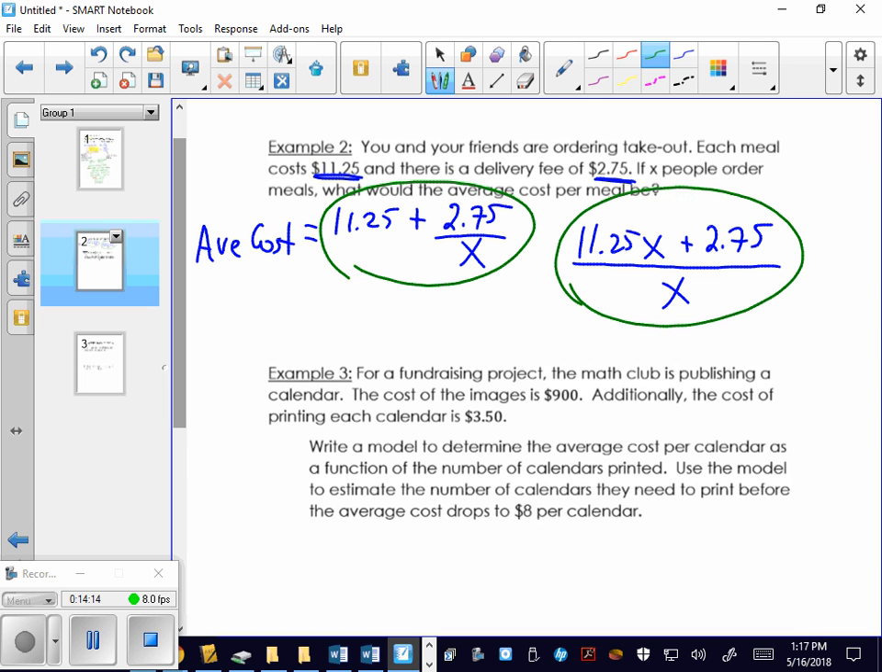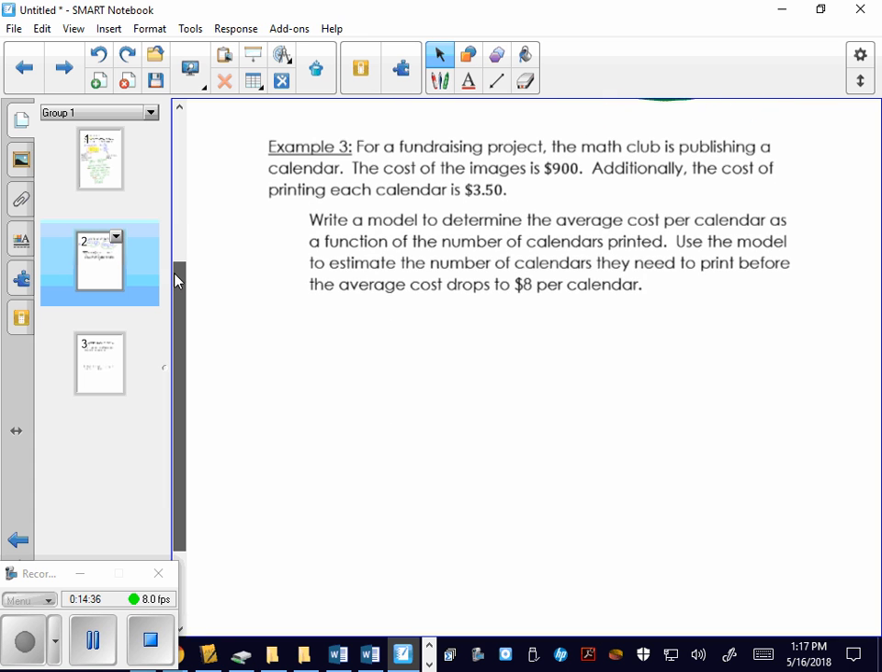Believe it or not, this expression and this expression are exactly the same thing. You could actually split this one right here into 11.25x over x plus 2.75 over x, and it would simplify to this one right here. They are the same thing. Whichever way you see works out. All right, we're going to take the ideas from examples 1 and 2 into example 3.